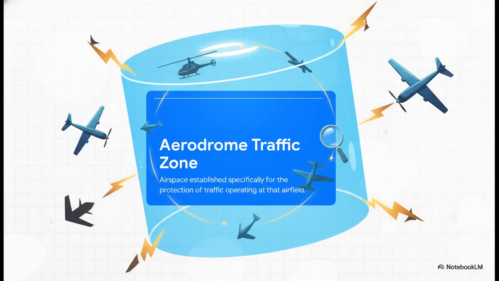So the absolutely crucial thing to understand here is that an ATZ isn't just some random chunk of arbitrary airspace. It's actually a protective airspace cylinder, right? Designed specifically to shield the traffic operating at a particular airfield. Imagine it like this giant, invisible, three-dimensional fortress protecting aircraft that are taking off, landing, or flying in the circuit. Basically, if an aerodrome has an ATZ, it means there's enough activity going on there that unregulated pop-in visits are just a massive safety hazard.